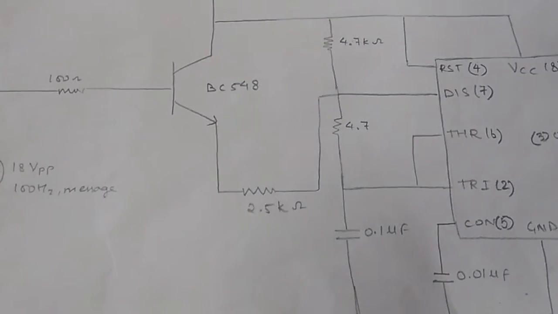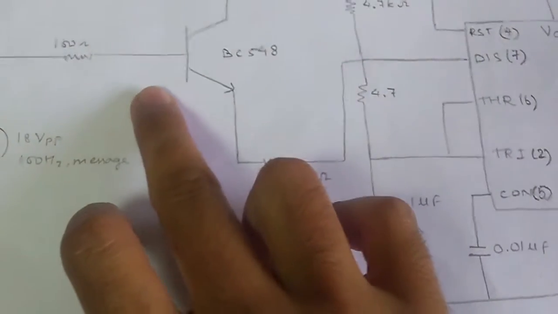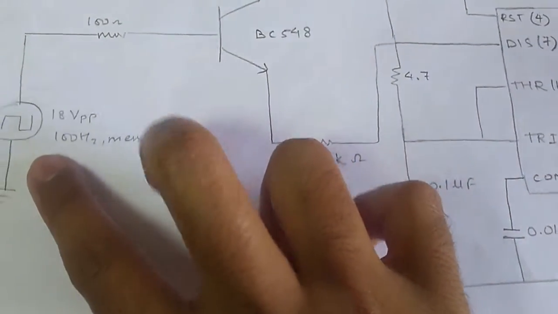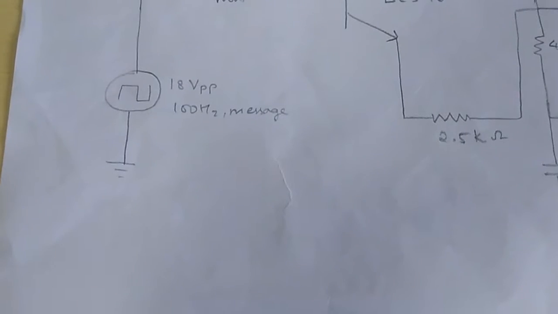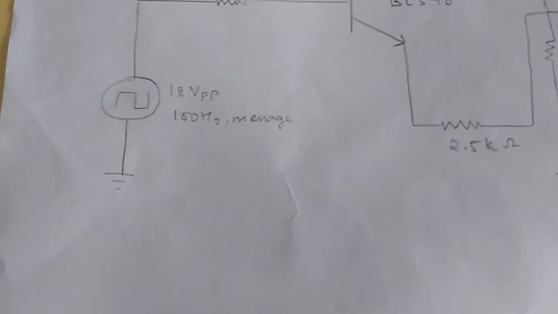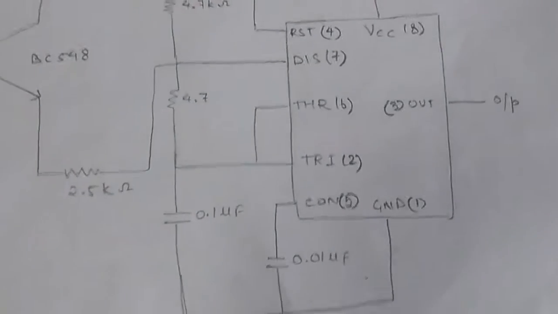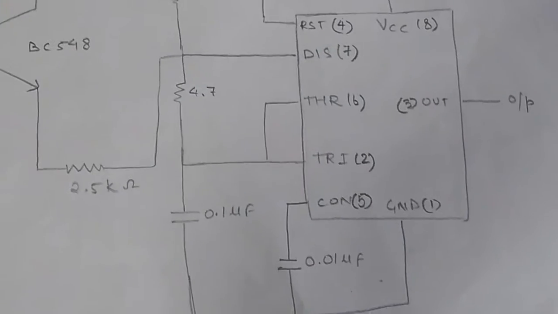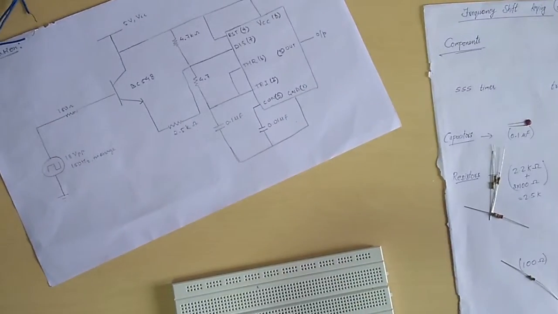Coming back to the circuit diagram, on the base of the transistor BC548, we are going to put a pulse signal with an amplitude of 18 VPP, 18 volts peak to peak, and a frequency of 100 Hz. And the output will be taken out from the third pin of the IC. Let's get started. First of all, this is IC 555 timer.